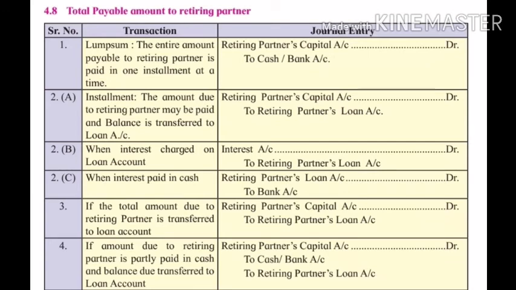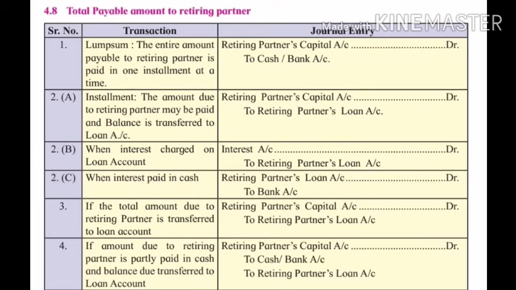So when we pay the amount in installments, in that case we have two entries. Very first, we have to give some installment, we are paying some installment to him. So when we give the installment, the entry will be retiring partner's capital account debit to cash and bank account. And when we transfer his or her amount to the loan account, at that time the entry will be retiring partner's capital account debit to retiring partner's loan account.